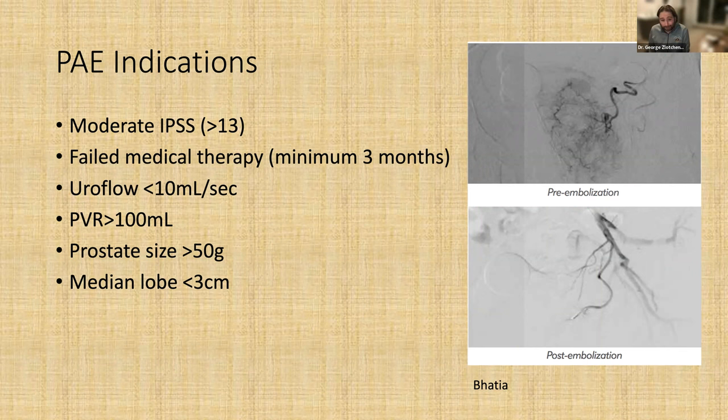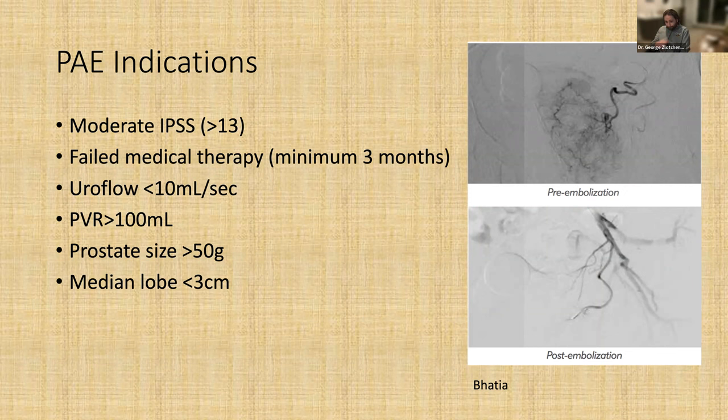Median lobe, classically we talked about is less than 3 centimeters, but again, I want to reiterate that the size is not what should drive you when you're looking at the median lobe. It should be the configuration and the ratio of how big their median lobe is compared to their lateral lobes.